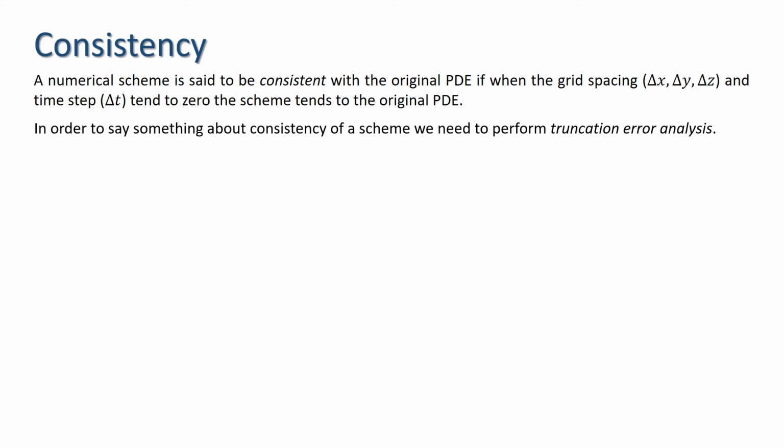In order to say something about consistency of a scheme, we need to perform truncation error analysis. To illustrate, I'm going to use the example of the first-order explicit upwind scheme for the advection equation.